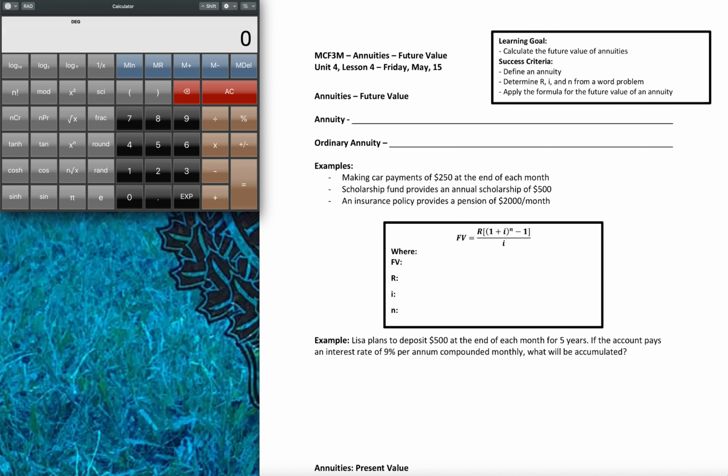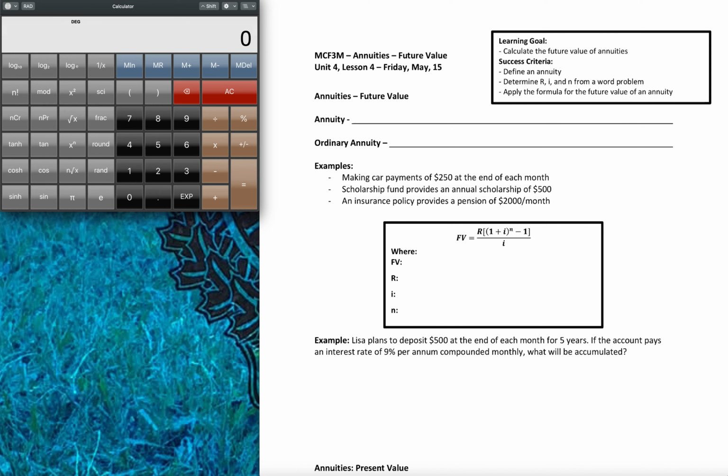We're going to take a look at, this is probably going to be the last lesson for financials. We're just going to look at what are called annuities. They're like what something's going to be worth in the future, right? If you contribute, let's say in the examples here, $250 a month, or annually you get $500 for a scholarship, or an insurance policy provides a pension of $2,000 per month, right? How much are we going to put in to get this much out at the end? That's what future value is worth.